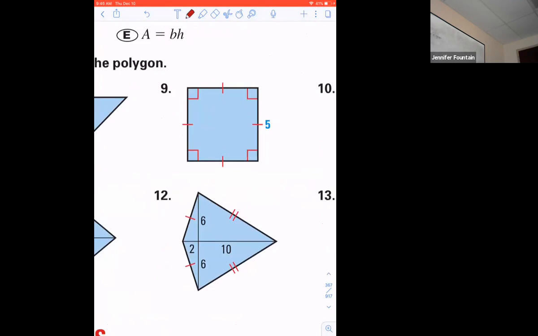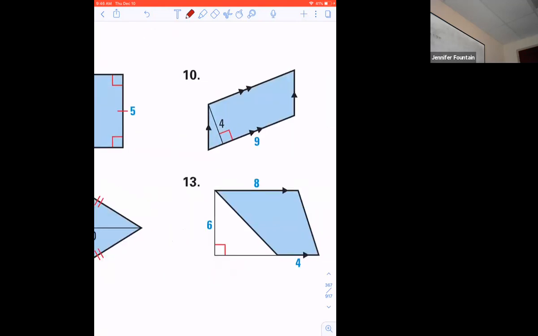Look at number 9. I have a square. What is my formula? It'll be 5 times 5, which is 25. Look at number 10.